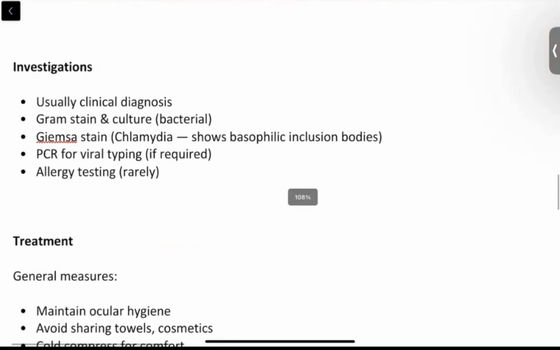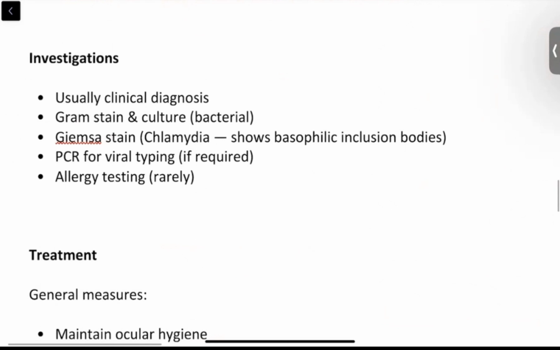How do we investigate? How do we come to the diagnosis of conjunctivitis? Usually it is clinically diagnosed, like seeing the redness of the eyes, we can say okay, this person might be having conjunctivitis, and after that we will again ask the history or do further examinations about the discharge and all for coming to the proper diagnosis.